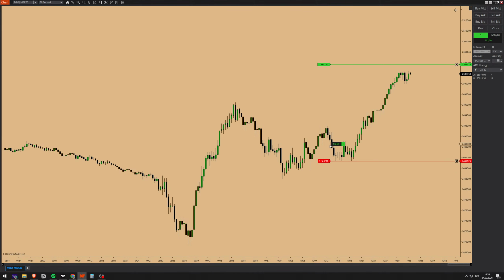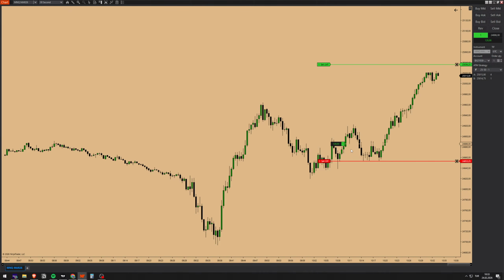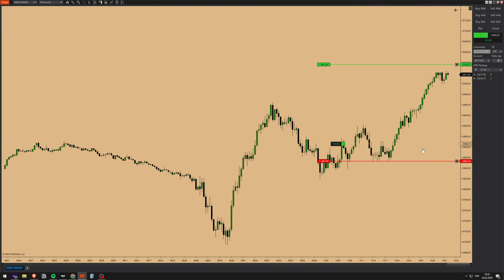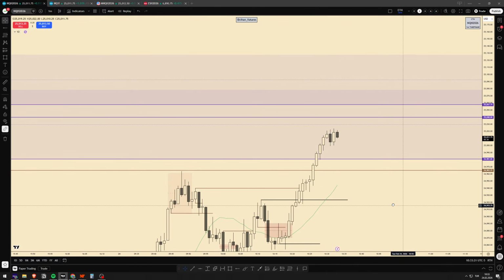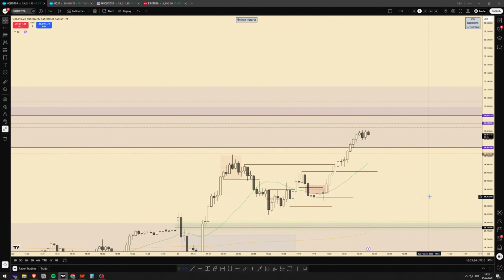This has been a killer trade. Nice points. Nice entry. Very tight stop loss. Good analysis. I think we did good today.